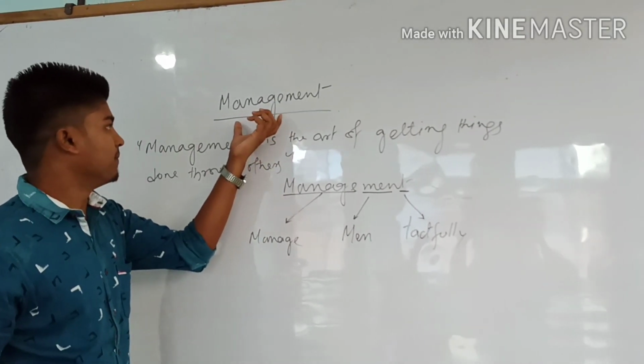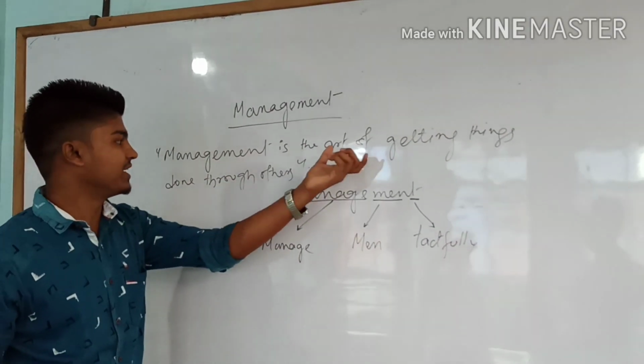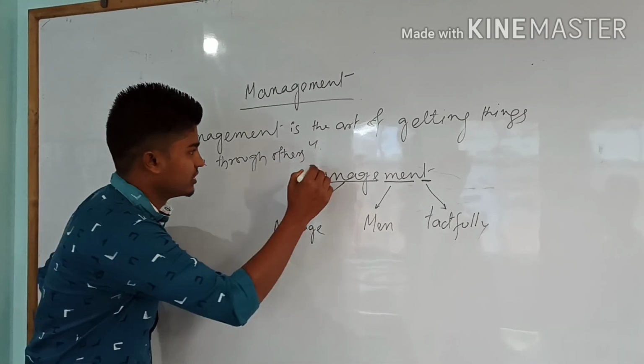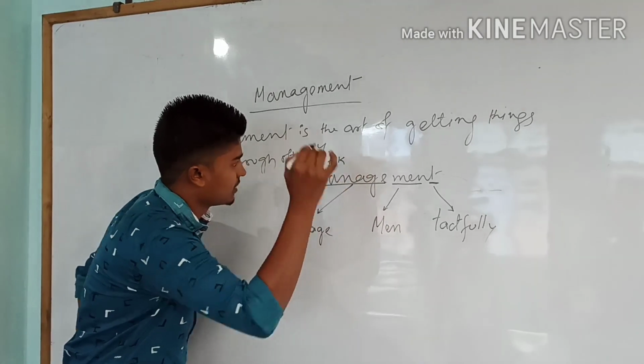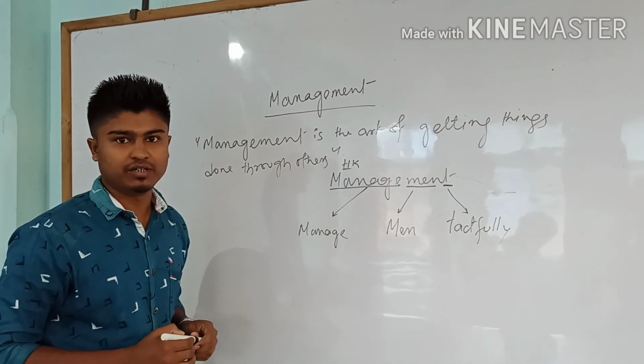So basically, from an organization point of view, management is the art of getting things done through others. This definition is given by Harold Koontz, HK. Many experts have given various kinds of definitions of management.